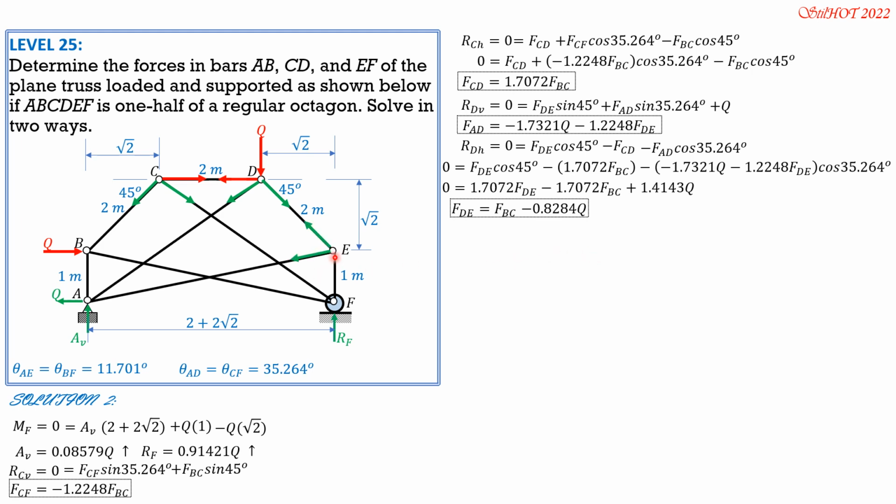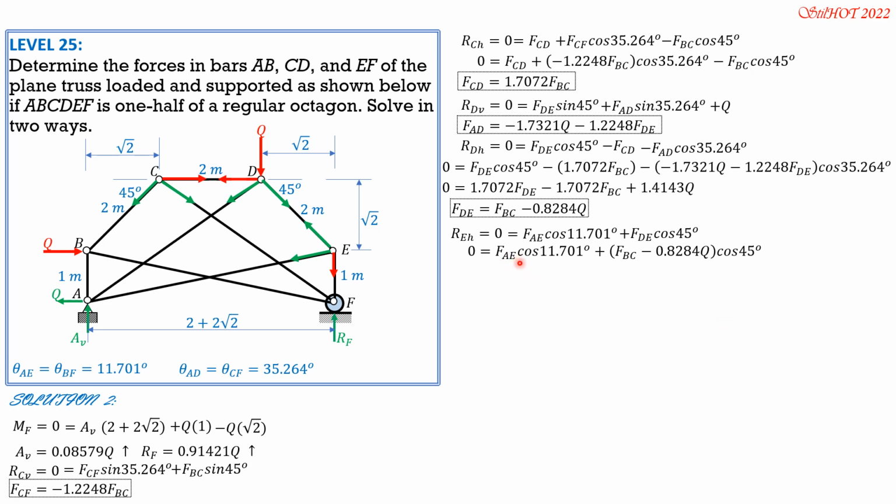Then we proceed to joint E. These are the forces involved. So RE horizontal equals 0 first, or summation forces horizontal 0, leftward positive. So equals FAE cosine of 11.701 degrees, the angle it makes with horizontal, plus FDE cosine of 45. So replace FDE with this value here. So 0 equals FAE cosine 11.701 degrees plus quantity FBC minus 0.8284 Q, quantity cosine of 45 degrees.